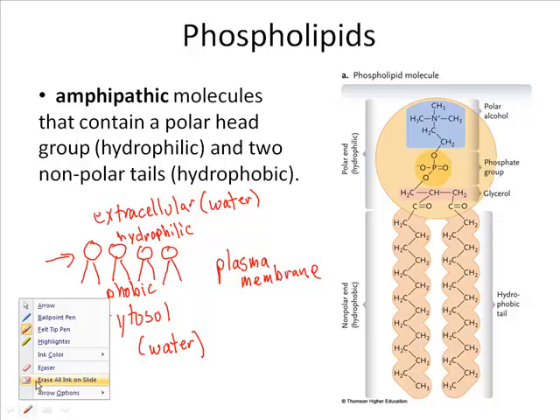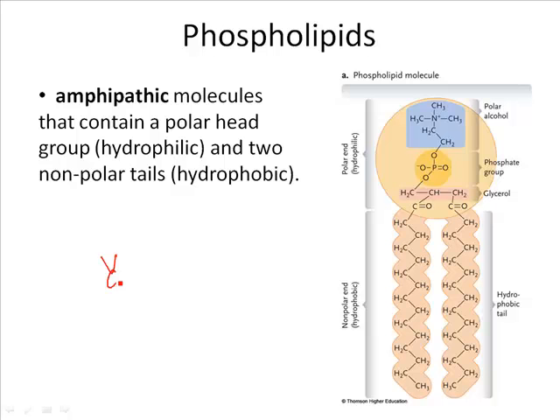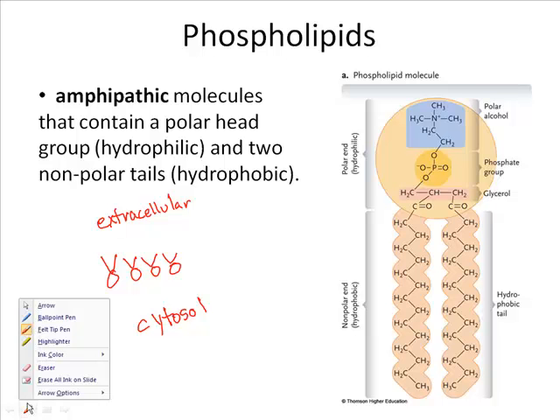So can we do this? Let me erase that. Will this work? Here's the cytosol. Here's the extracellular environment. Will that work? Again, the answer is no, because the extracellular side is water-based. So how can I arrange, in this simple case, 4 phospholipids in order to satisfy both the polar head groups and the non-polar fatty acid tails?